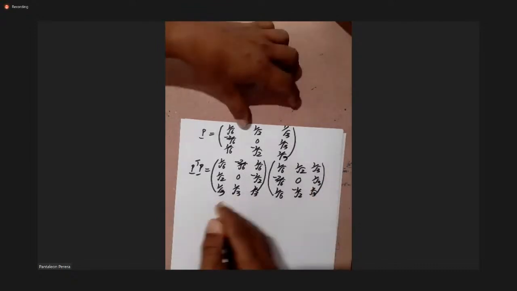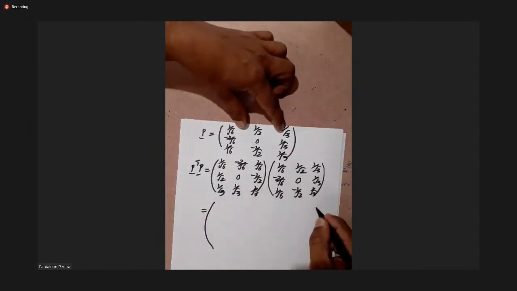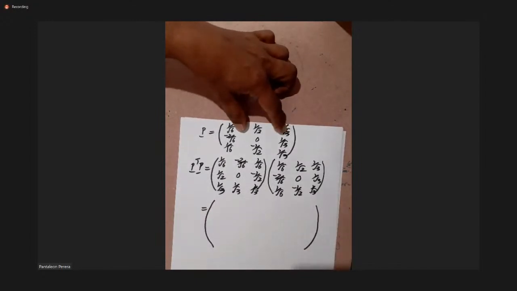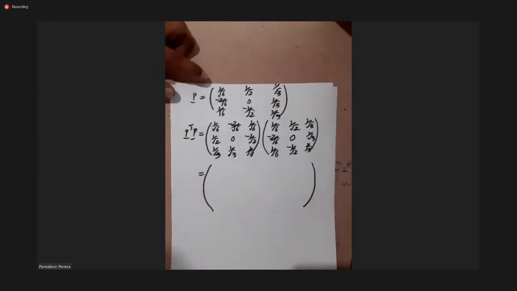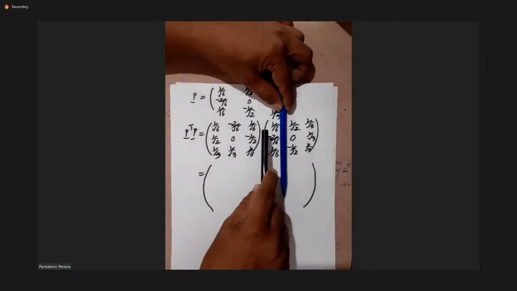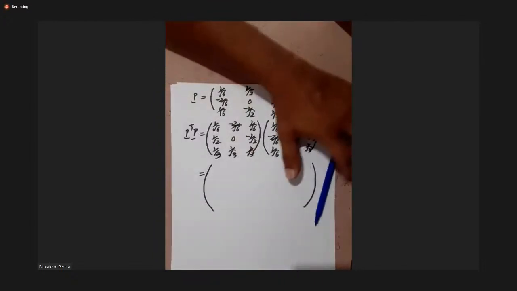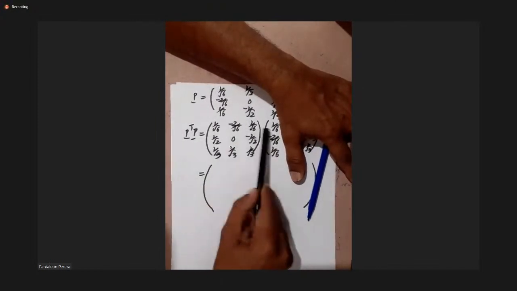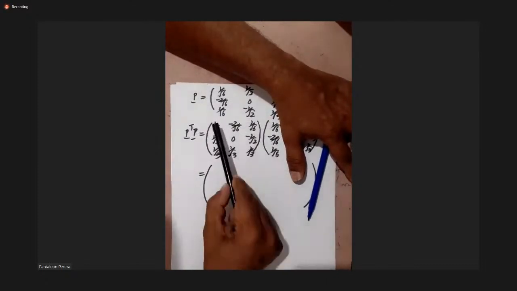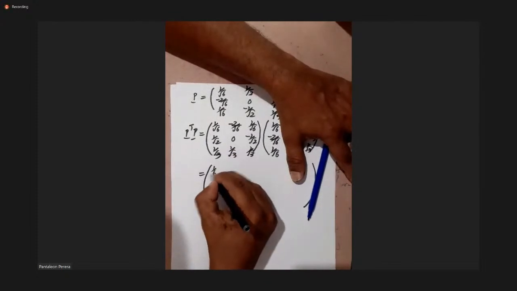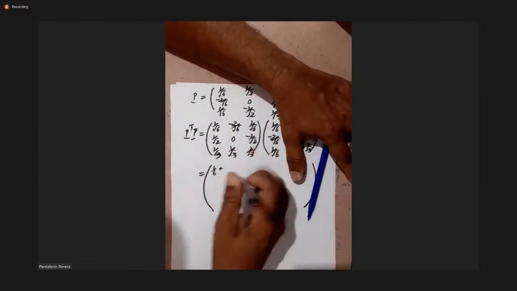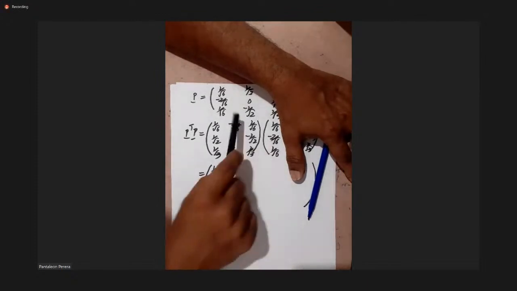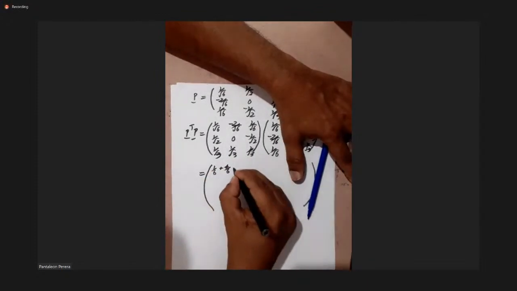Now I'll perform the multiplication. You know how they are multiplied, right? First column, how can I do it? The first column is multiplied by this one. When you have square root 6 downstairs, square root 6 times square root 6 is 6. So this is 1 over 6, plus this 4 over 6. This is 1 over 6.